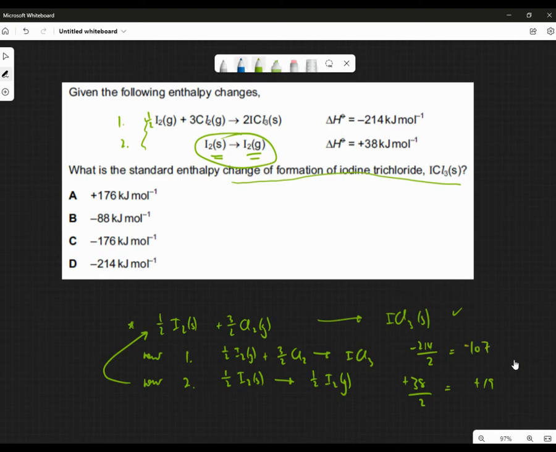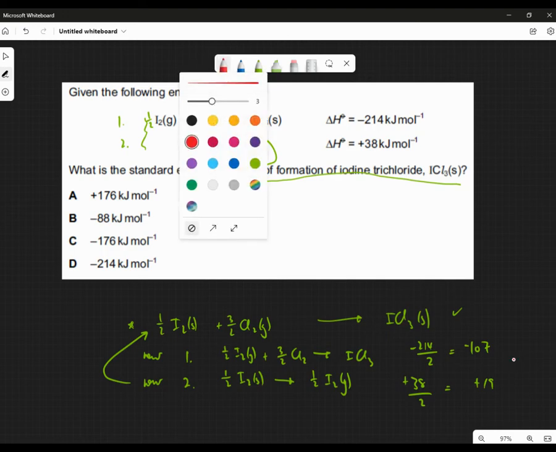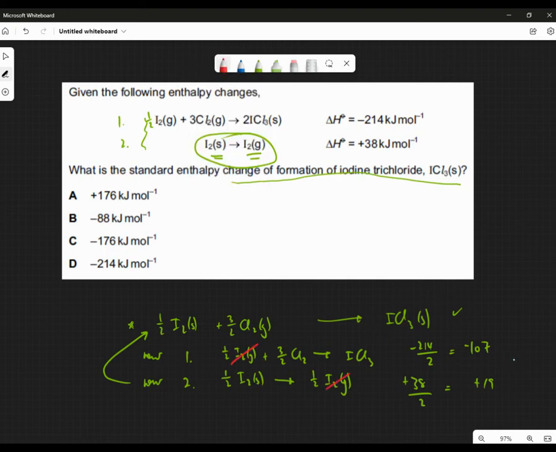If I add these together, let's try and add them magically with this. The iodine gas is going to cancel with the iodine gas, and then we're going to get half I2, which is this, plus 3/2 Cl, gives me ICl3, which is what we want. It's this one, isn't it? The formation. Now I've got to add these 2 together. I've done the work. I've divided them both by 2 already. So that's going to be, what is that going to be? Minus 88, isn't it? So the answer is 2B. Hope that makes sense. Let me pause the video.